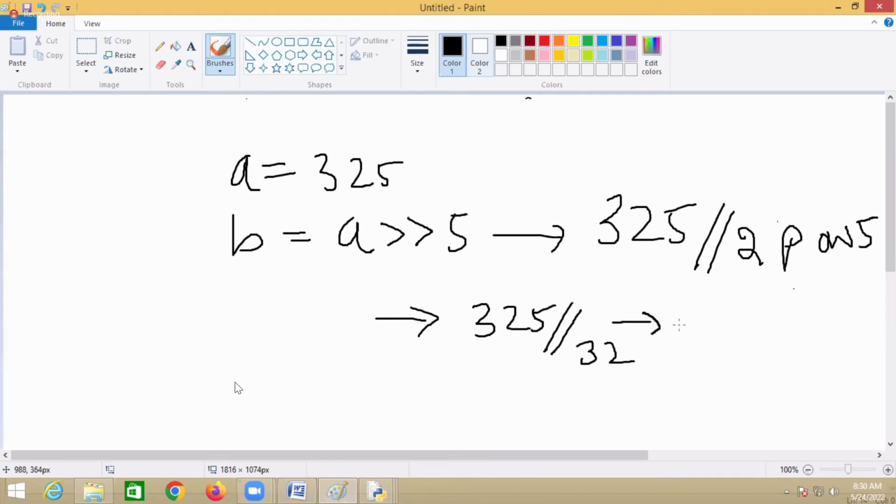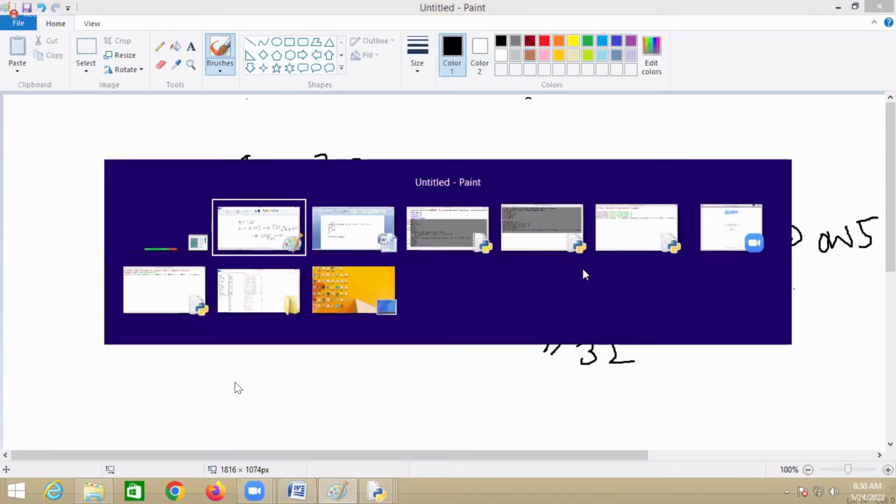What is the result I'll get? 32 goes into 325 how many times? 10 times. Will I get 10.5 or 10? 10. Are the values incremented or decremented? Decremented.